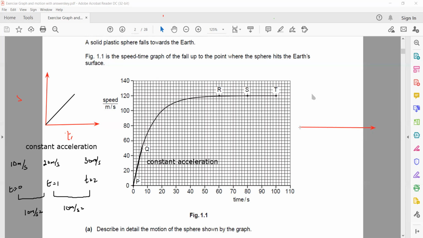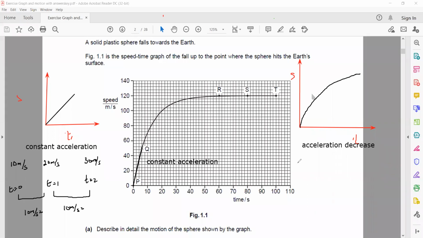Then for the second part, the curve from Q to R. If we have a speed time graph and it's a curve and the slope of the curve is decreasing, the angle or the gradient is decreasing, we say that acceleration is decreasing. But what is the meaning of acceleration decreasing? Here speed is increasing but acceleration is decreasing.